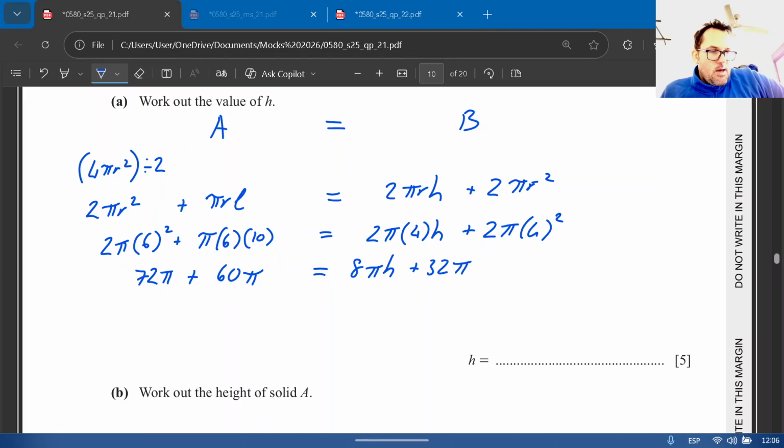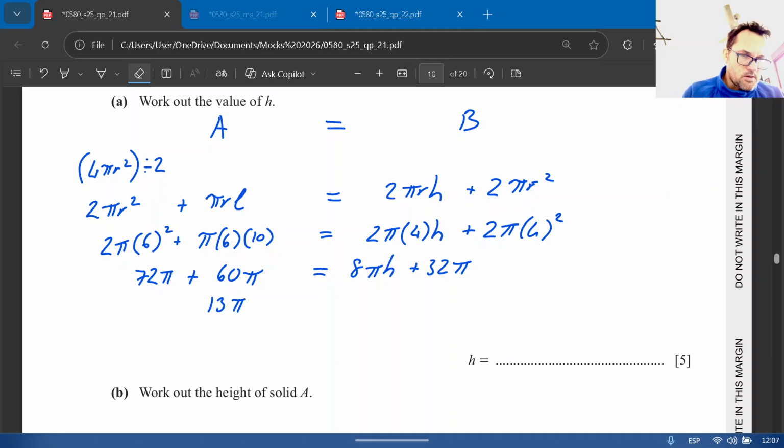Okay. Now the pi is just a number, so we can take pi like how we use an x. If we got 72x plus 60x, we can add that together. What would that be? 132 pi.